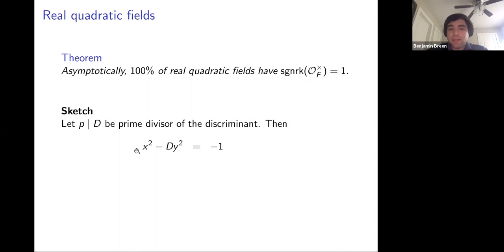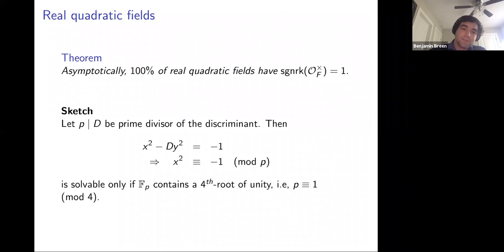If you look at this negative Pell equation, you can think about reducing it mod p. When you reduce this mod p, you get something of the form x squared is congruent to -1 mod p. When you think carefully about that, it means that you have an element x in F_p such that that element is a fourth root of unity. And you know that every element in the multiplicative group of F_p satisfies x to the p minus 1 is equal to 1. So these are p minus 1 roots of unity. So in order for F_p to contain a fourth root of unity, p must be congruent to 1 mod 4.